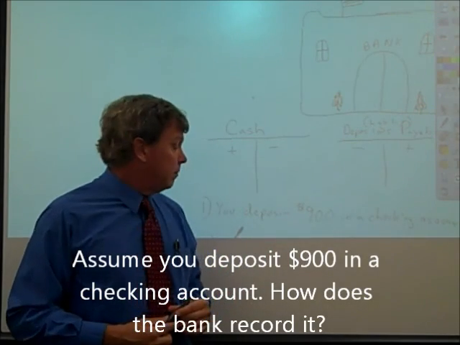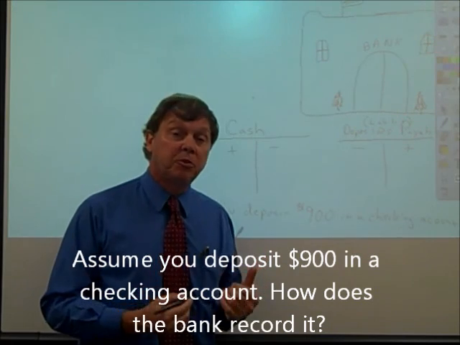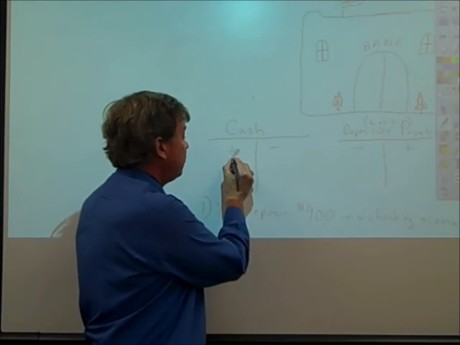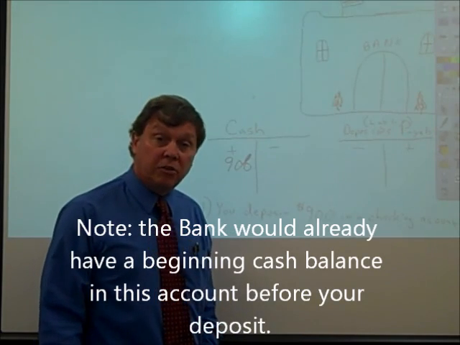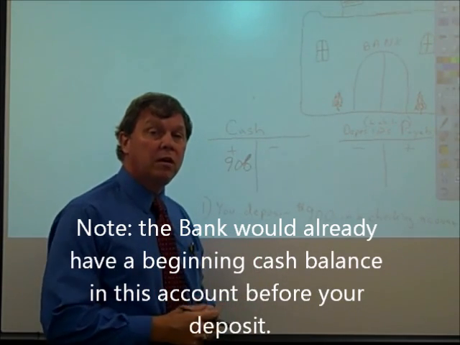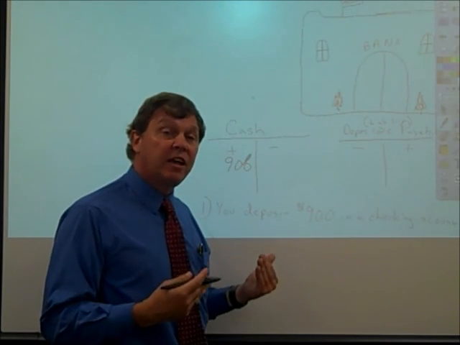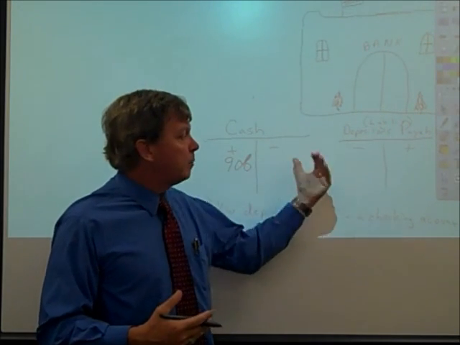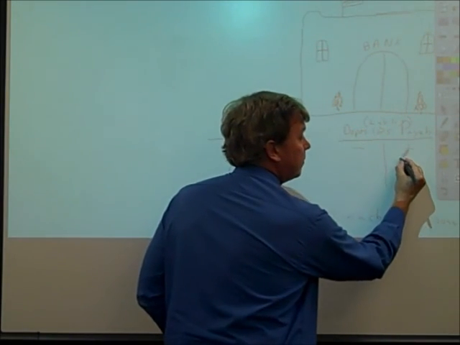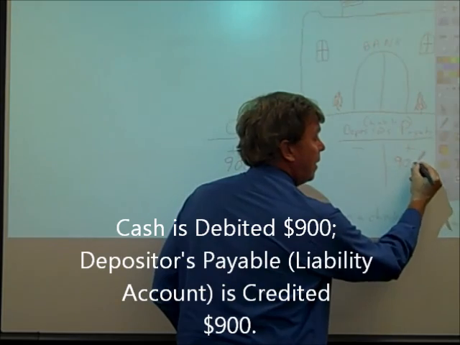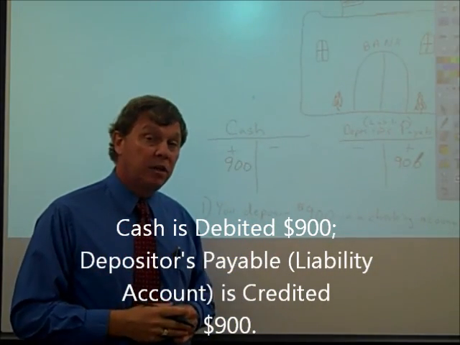You deposit $900 in a checking account. So from the bank's perspective, their cash has gone up $900. They have more assets in their vault, but that is not theirs. Where did they get that money from? Well, they got it because you deposited it. So they owe you $900 as a liability.